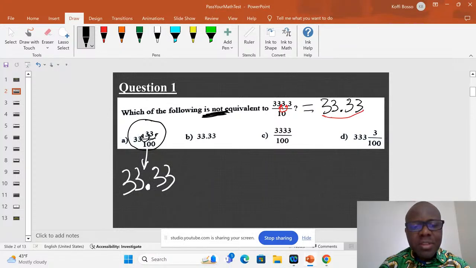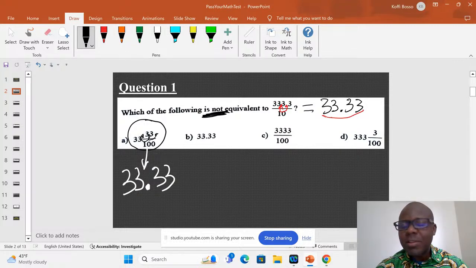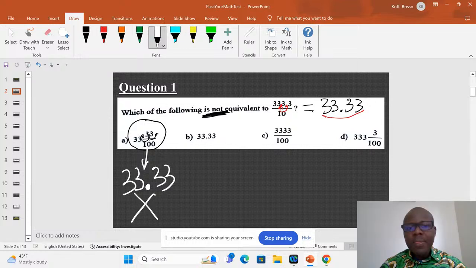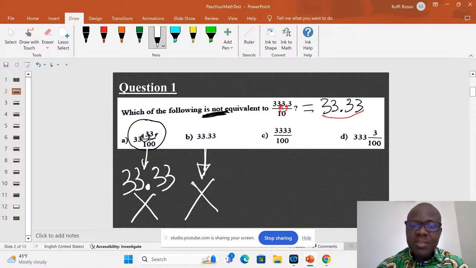So this is 33.33, but this is not the correct choice because they say it's not. Yeah, that can confuse people. People will see 33.33 and say, oh, this is the correct answer. No, they say it's not. So this choice is not the correct choice. Now, B, 33.33. Again, this is the same as what we have, 333.3 over 10. So this is not the correct choice. The correct choice will be a value which is not 33.33.